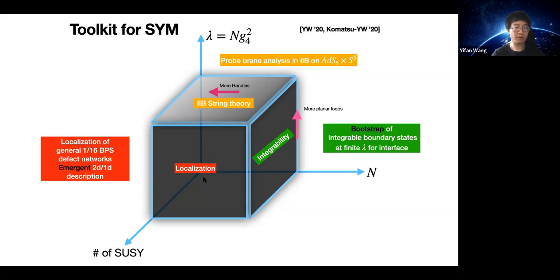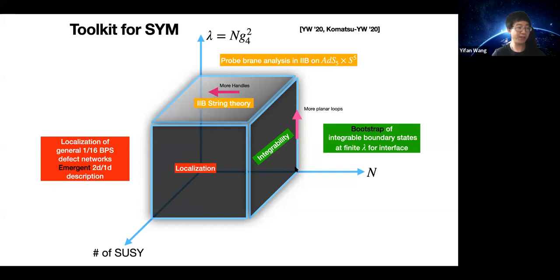For example, if the observable preserves a particular 1/16 BPS subalgebra of the full PSU(2,2|4) superconformal algebra in N=4 super Yang-Mills, I will describe some emergent 2D or 1D description that allows you to efficiently extract such defect observables. This kind of method is efficient on this facet. On the other facet, which has large N, I'll describe some extension of the traditional integrability approach to study defect observables. This kind of approach applies to supersymmetric as well as non-supersymmetric observables that break all the supercharges.